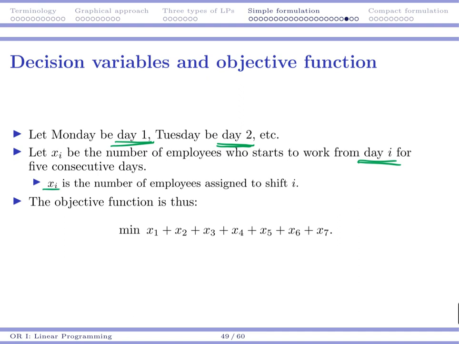So that also says X1 is the number of employees assigned to shift 1. X2 is the number of employees assigned to shift 2. As long as you have precise definition, how to describe it is up to you. So now our objective function is clear. We want to minimize the total number of workers we hire and assign to the 7 shifts.